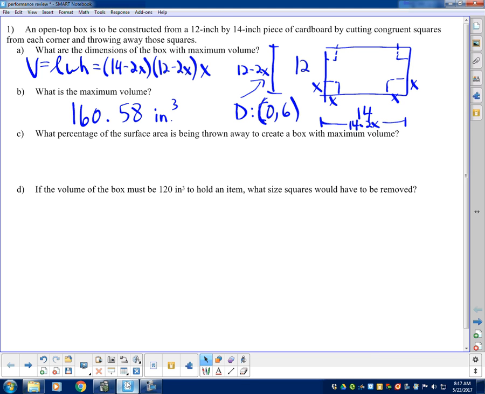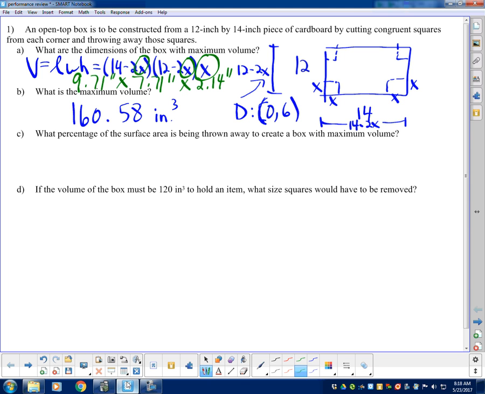And for the dimensions, if we know x is 2.14, we can plug in quickly and find the other two dimensions. Plugging in 2.14 for x here gives us the width, and here gives us the length. So 14 minus 2 times 2.14 gives us about 9.71 inches. By, if I do 12 minus 2 times 2.14, I get 7.71 inches, and then by 2.14 inches.